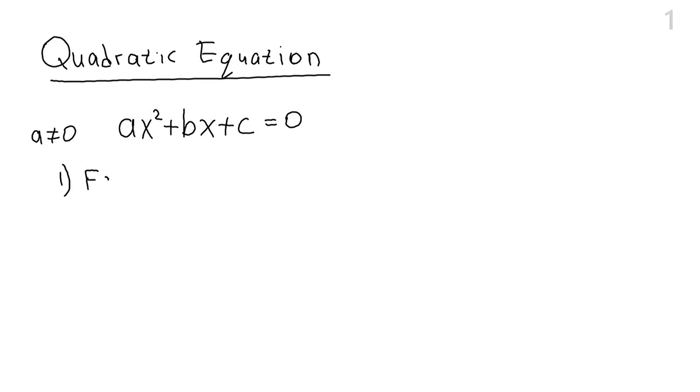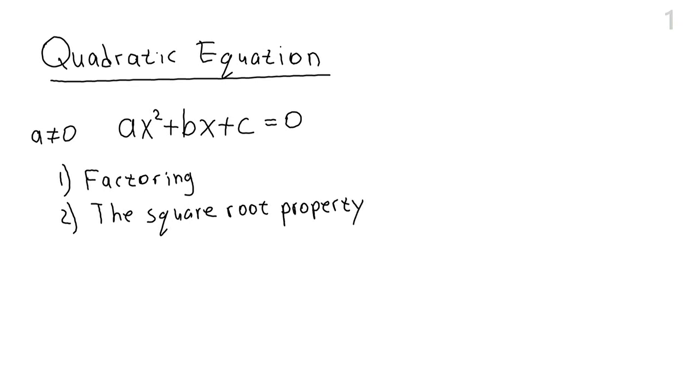So the first way, if possible, is by factoring the quadratic equation. The second way is using the square root property. And only very special equations you're able to solve using the square root property. And if you're not able to solve the equation using the square root property, you can put it into the form in which you can use the square root property, and that process is called completing the square.